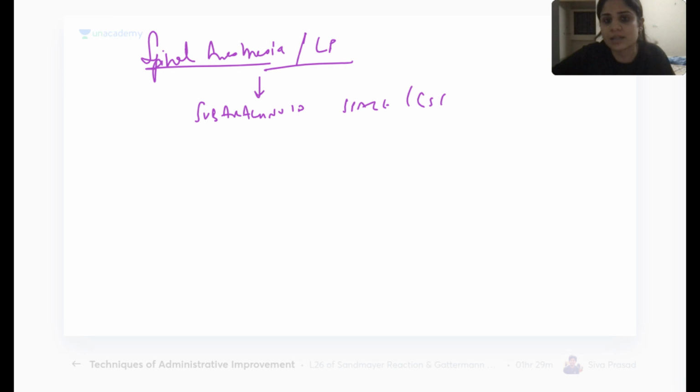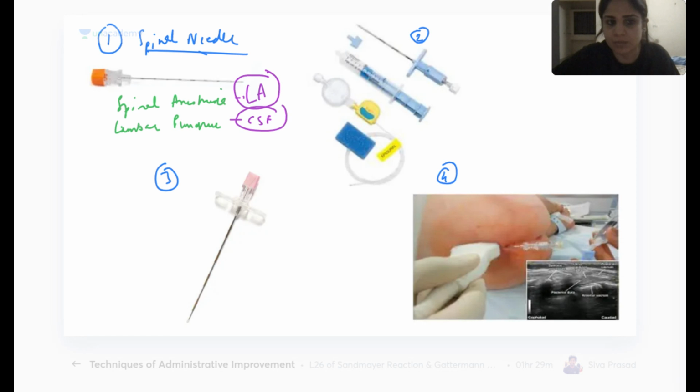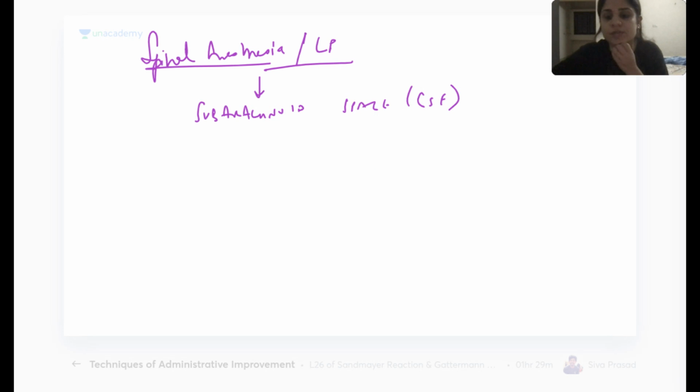Okay. So another very important question that has been asked multiple times in the FMGE exam. What are the layers that you pierce with this spinal needle? What are the layers that you pierce to reach the subarachnoid space? So from outside to inside, can you guys tell me the layers?